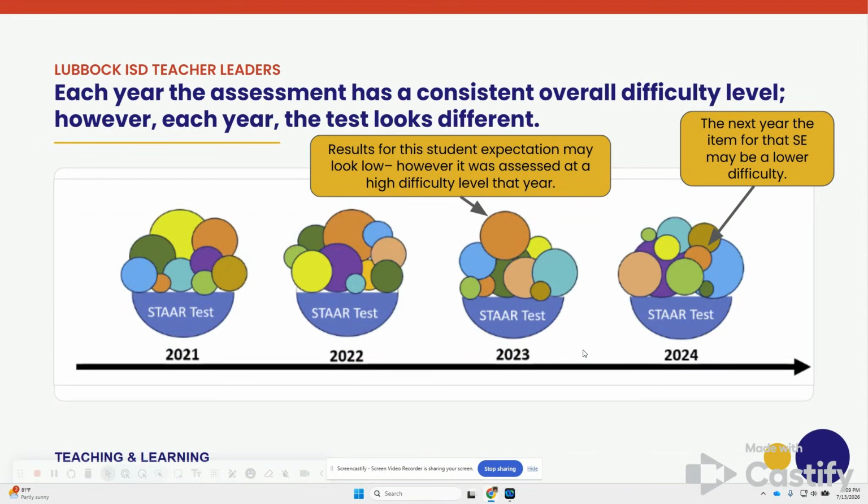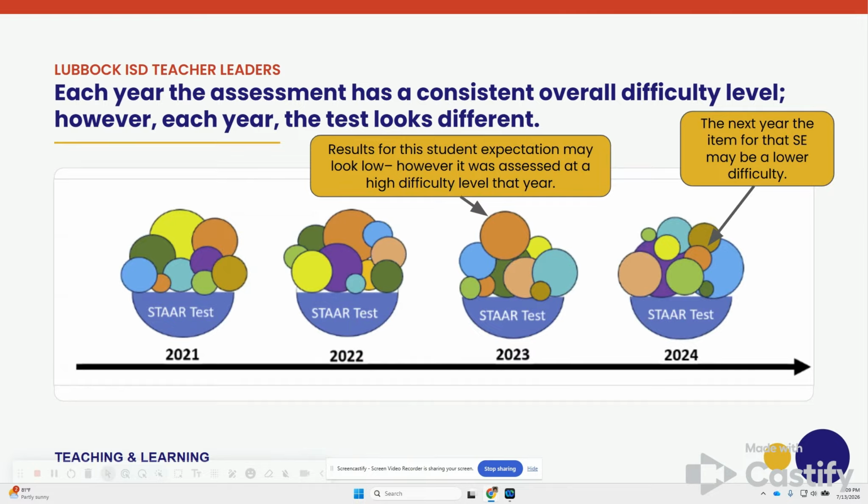Let's finish up with a quick discussion about scaled scores and a preview of the new assessment for 2027-28, the SST. Each year, the assessment has a consistent overall difficulty level. However, each year, the test looks a little different. So look at the orange circle as from 2021 to 2024. Some years are pretty easy, and that test question is assessed at a more difficult level in other years. So think about what that means.